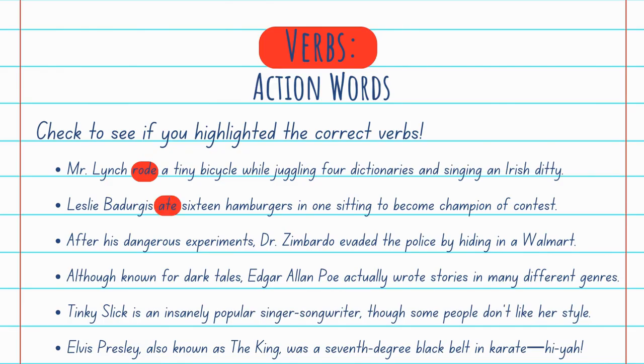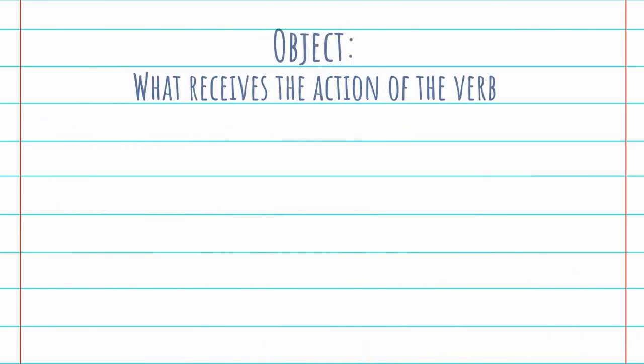Leslie Badurgas ate 16 hamburgers. What did she do? She ate. Dr. Zimbardo evaded. Edgar Allan Poe wrote. Tinky Slick is. Remember, as I said before, that we can sometimes forget that the verbs is or are to be, and that is the ultimate action, which is to exist. So Tinky Slick is, that is your verb. And Elvis Presley was, the past tense.